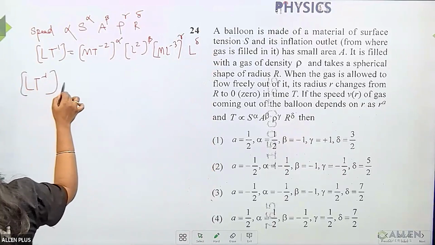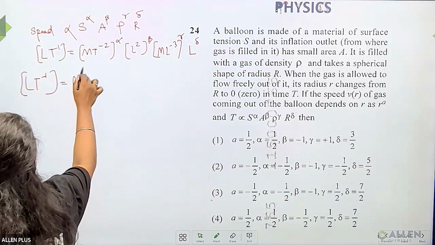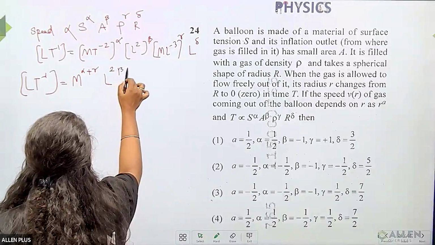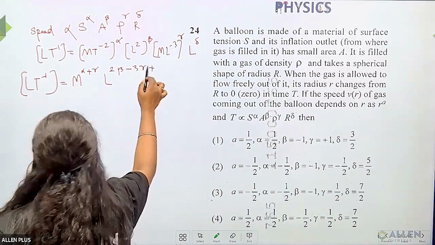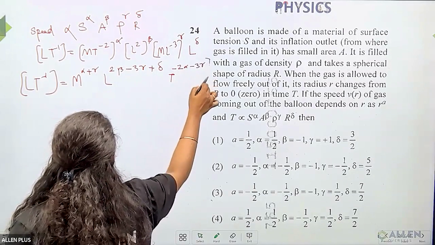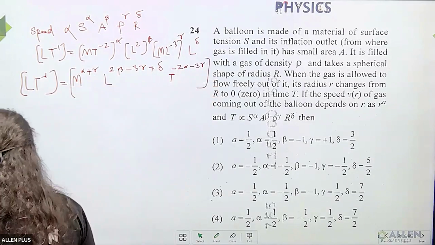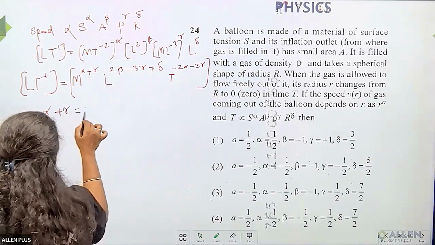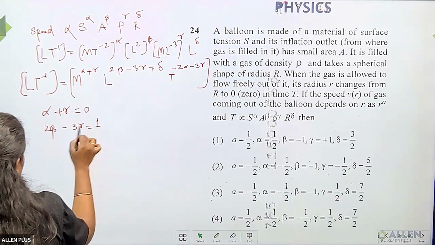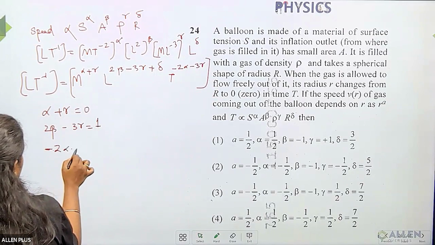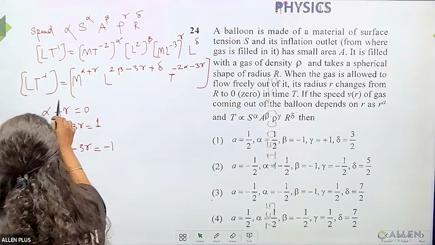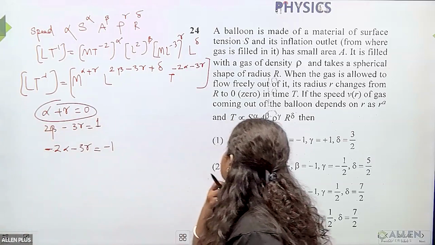From here, you will be obtaining M to the power alpha plus gamma, L to the power 2 beta minus 3 gamma plus delta, T to the power minus 2 alpha minus 3 gamma. Compare the conditions. Alpha plus gamma is equal to 0. 2 beta minus 3 gamma is equal to 1. And minus 2 alpha minus 3 gamma will be equal to minus 1. Alpha plus gamma is equal to 0.